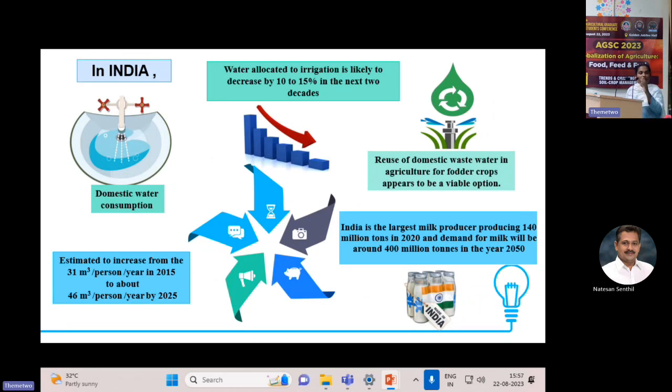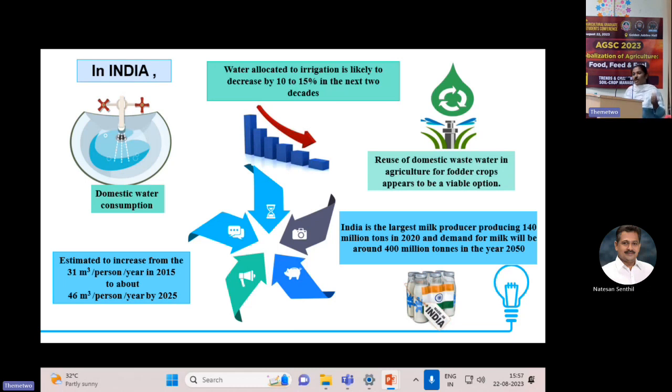And if we take India, the domestic water consumption is estimated to be around 31 meter cube per person per year in 2015, and it is now an alarming issue. It will increase to 46 meter cube per person per year by 2050. In the last 2 decades and the next 2 decades, the water allocated for irrigation is anticipated to decrease by 10 to 15%.